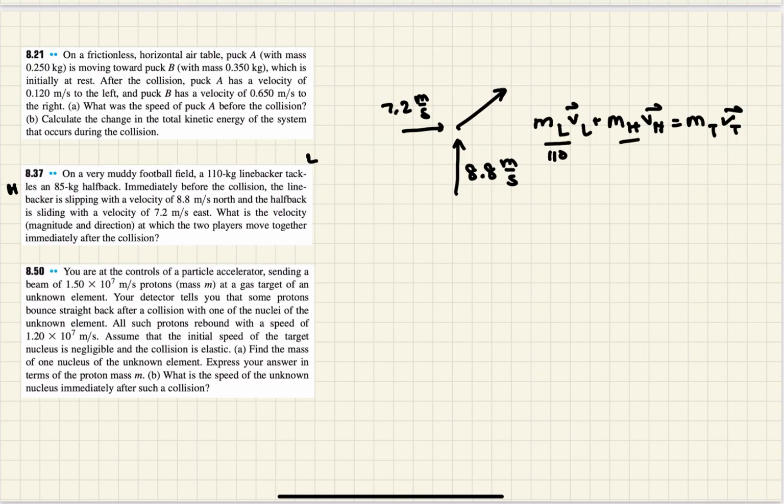We know the masses. That's going to be 110. This is going to be 85. We also know the velocities, but we can't just add them as scalars. We have to add them as vectors. What's nice about this is it's completely north and completely east. So this is just going to be 8.8 j hat because it's the vertical vector, and this is going to be 7.2 i hat because it's the horizontal vector, and they both are in the positive direction. We don't need a negative sign in here.